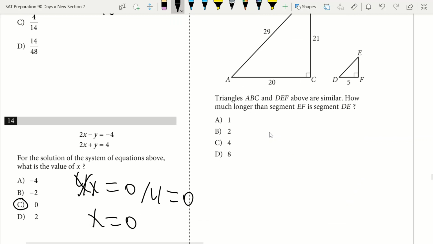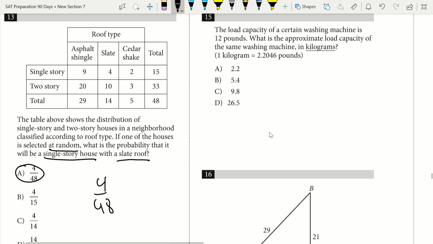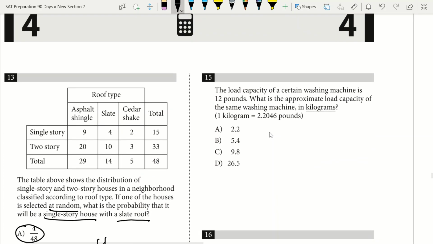So anytime they're stacked like that, that's what I look for. So that should go in your notes if you don't have it there yet. All right, question 15. The load capacity of a certain washing machine is 12 pounds. What is the approximate load capacity of the same washing machine in kilograms? So here we're just converting pounds to kilograms.